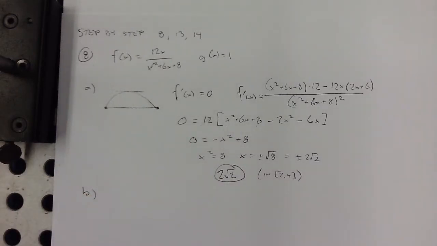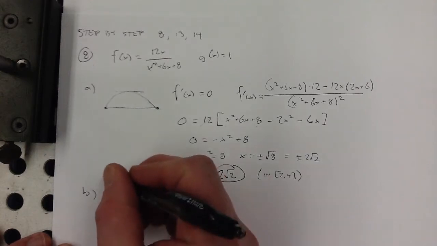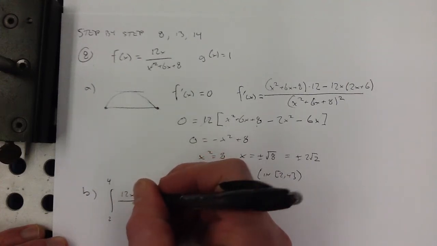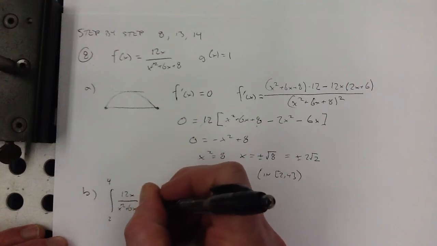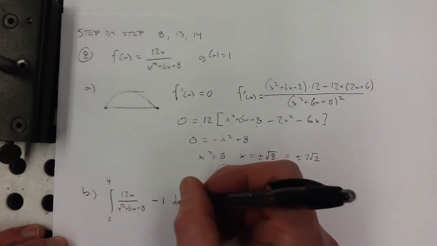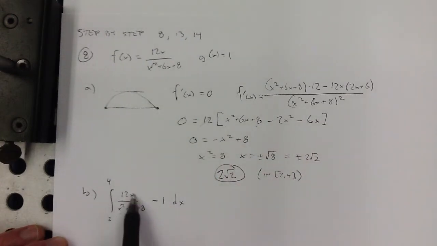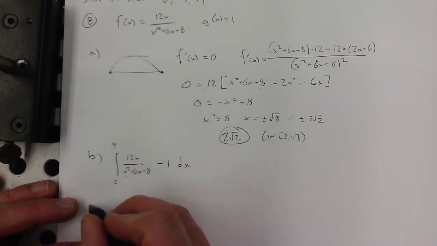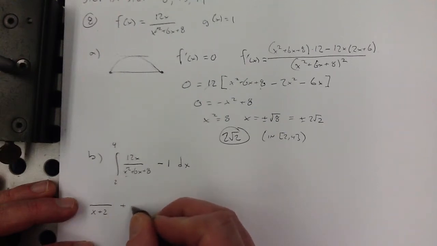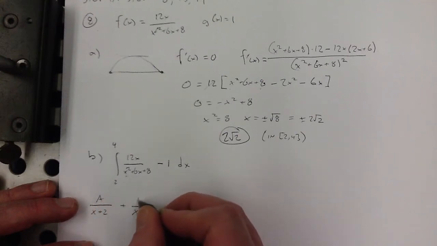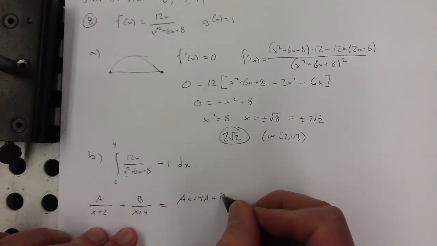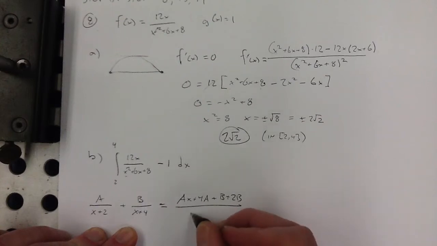Part B, we're going to find the area of the region R. So the area between two curves is the integral of top minus bottom. They intersect at 2 and 4. So top is 12x over x squared plus 6x plus 8 minus the bottom one, which is just 1. And to do this, we have to do partial fractions here. So let's see, if I factor that, that factors into x plus 2 and x plus 4. So my a and my b. That would be ax plus 4a plus bx plus 2b all over my common denominator.